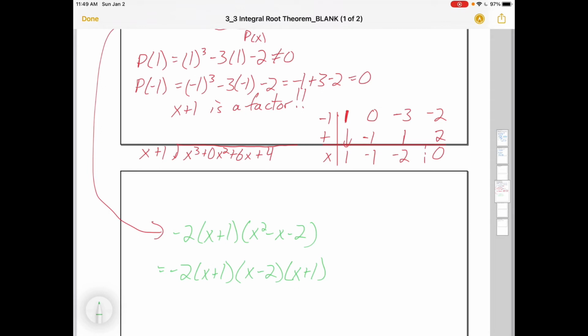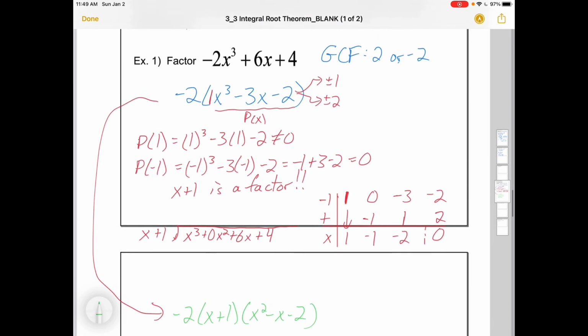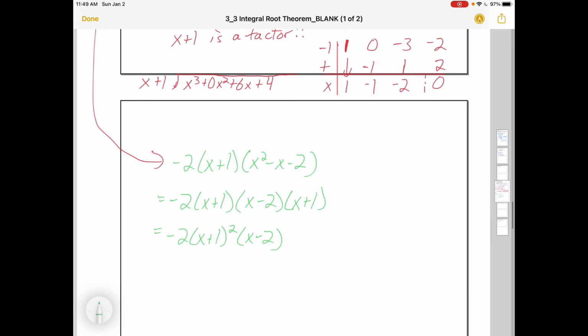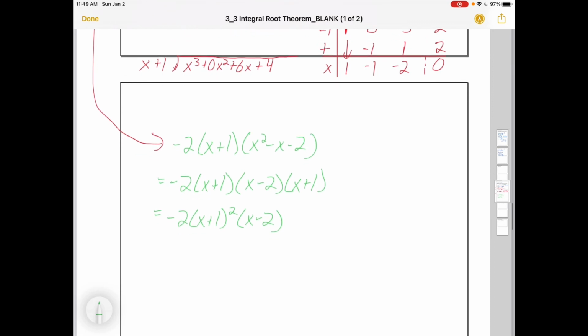Now, we've got a doubled bracket here, so it would be more elegant to write this as x plus 1 squared. And it will be important to do that later on when we start to graph them. But the process was: hunt down a factor. I guess first of all, look for a GCF, then hunt down a factor, and then divide and factor until you cannot factor anymore.